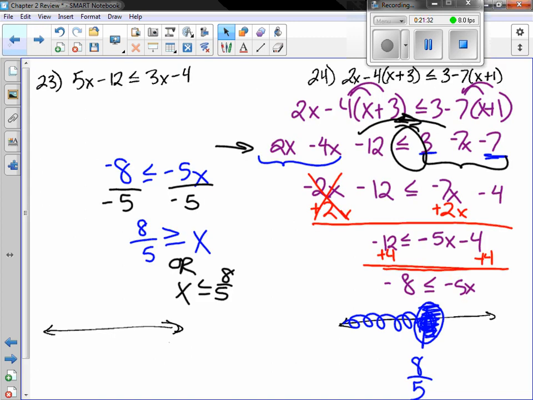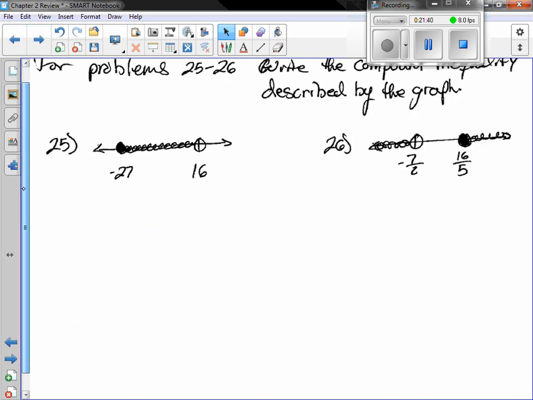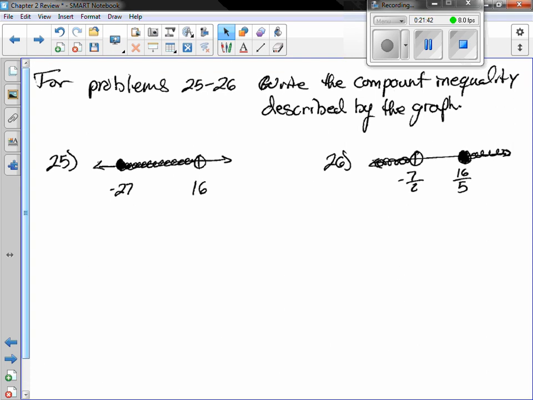Any other questions on 23 or 24? We good with these two here? Any questions on 25 or 26, how to write these? Do you have any questions on how to write these here? Y'all want to see how these are written? We're good with these here? We can do these on a test?